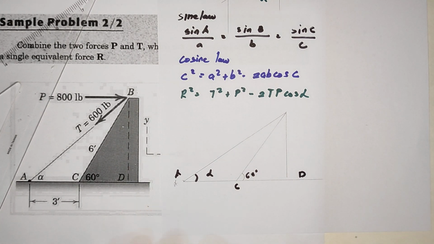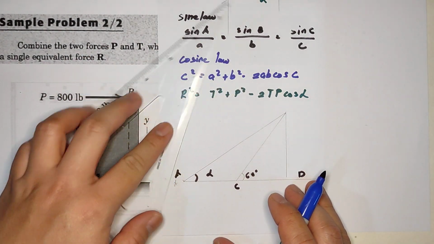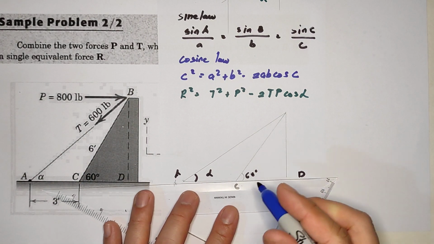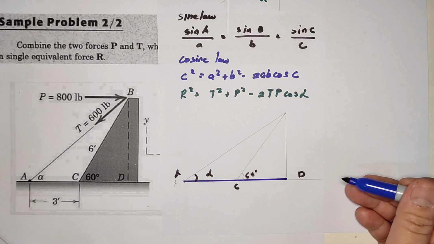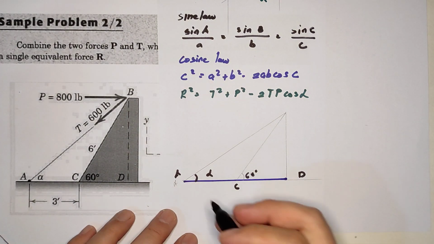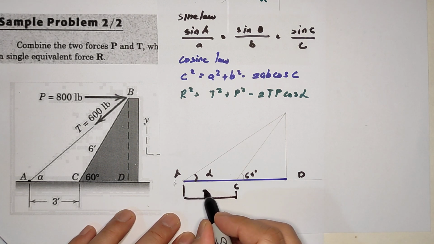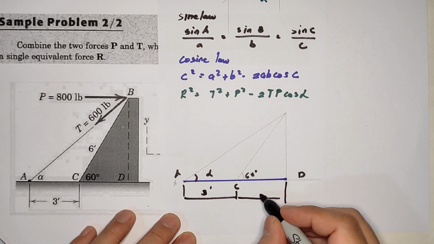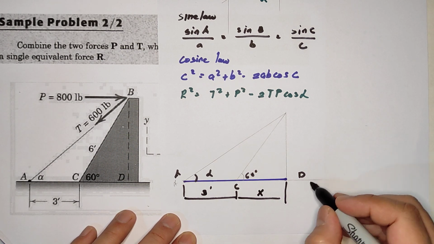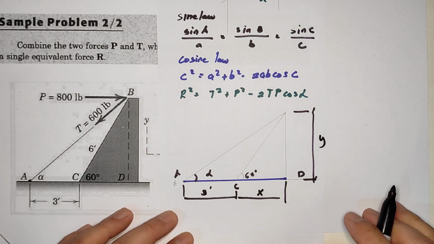So if you want, you can draw this line there from A to this C, that is 3 feet. And this is unknown, let's call that X. And this is also unknown, let's call that Y.